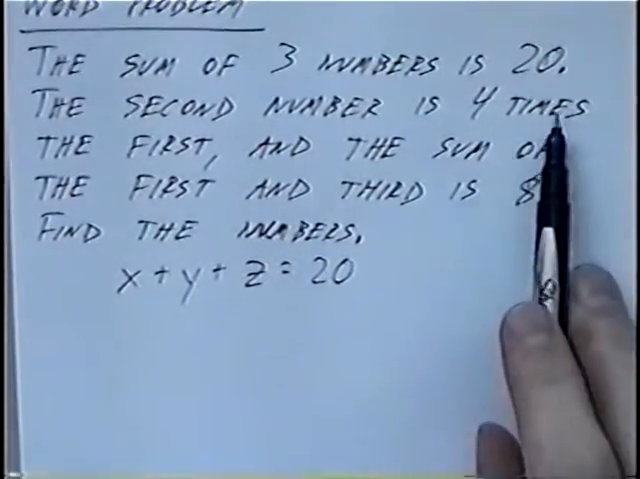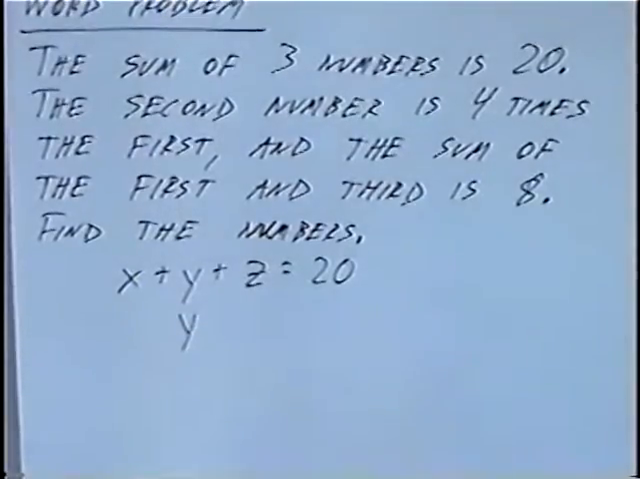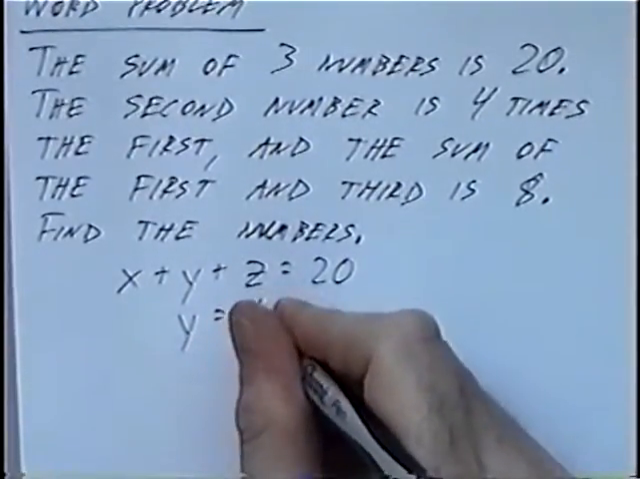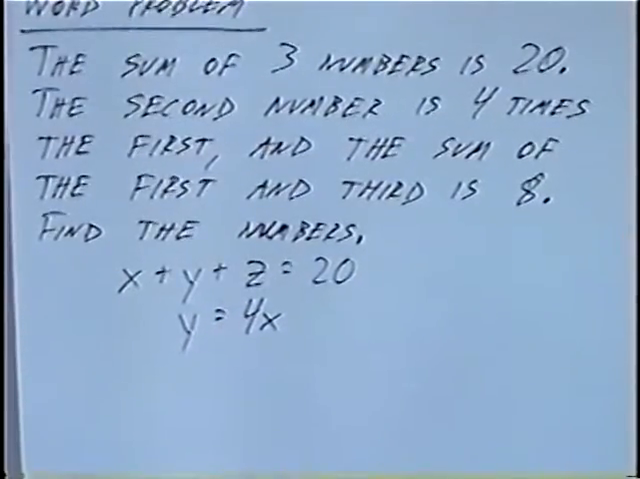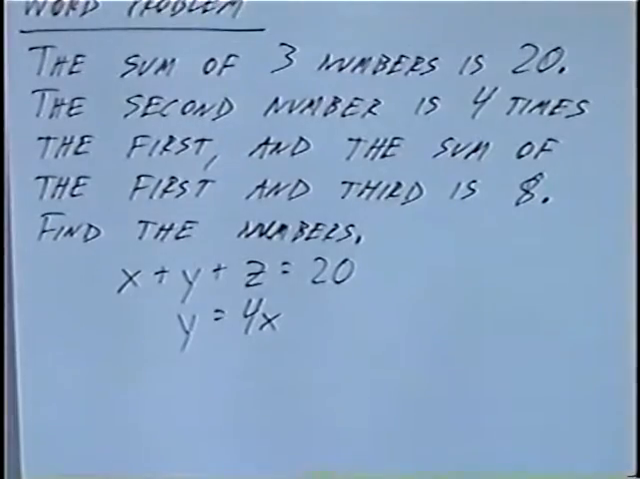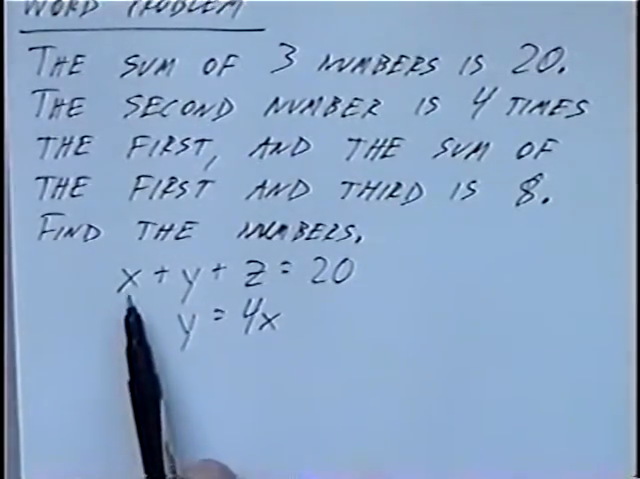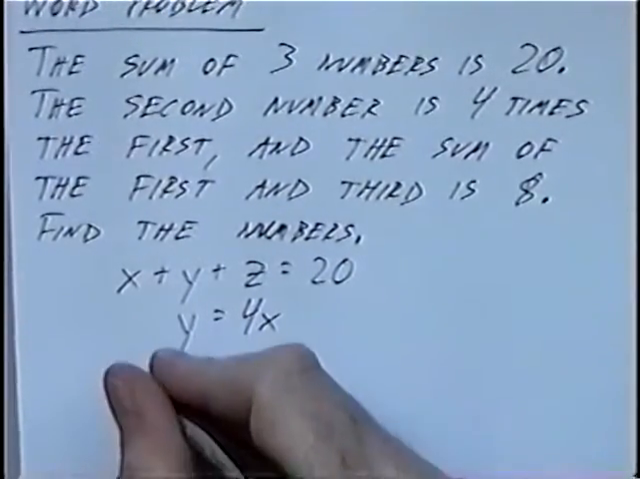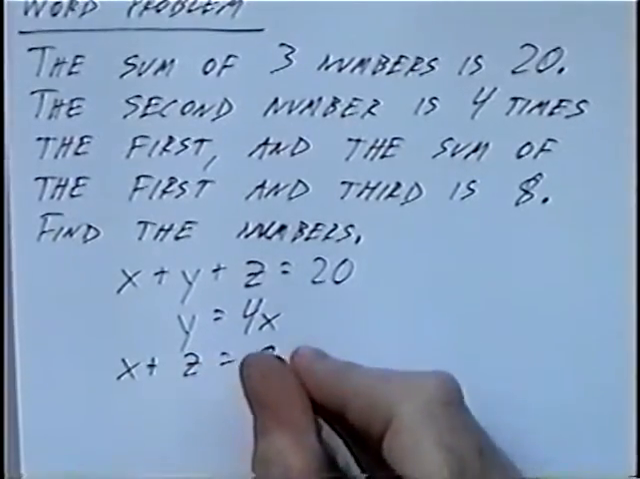The second number is 4 times the first. The second number, which would be y, is 4 times as big as the first number. So if we take the first number, which is x, and multiply by 4, that will equal the second number. And last part, the sum of the first and third numbers. First number is x, third number is z, that sum is 8. So x plus z equals 8.